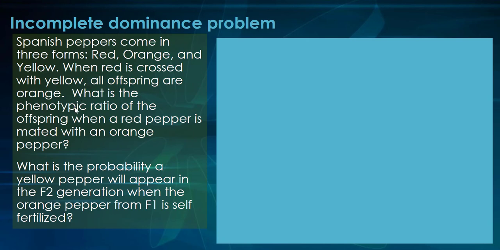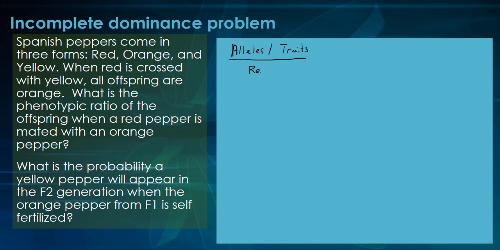So here's the first question. We want the phenotypic ratio of the offspring when a red is mated with an orange. As always, let's get our problem started with our alleles. We'll say alleles and traits because ultimately that's what alleles lead to, are traits. It's always the first place to start our problem solving.